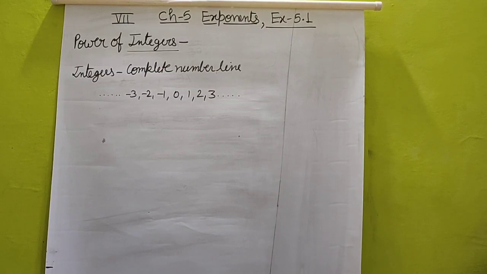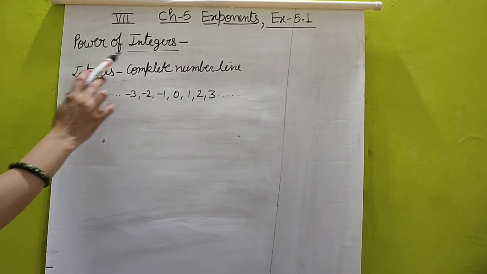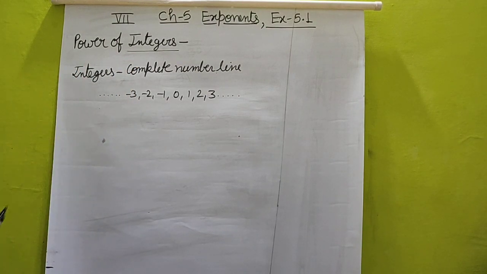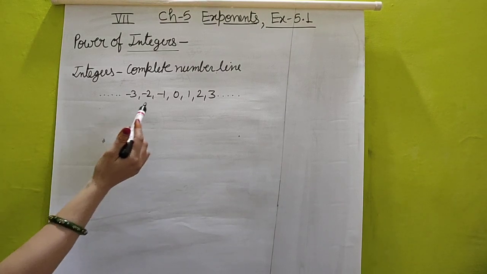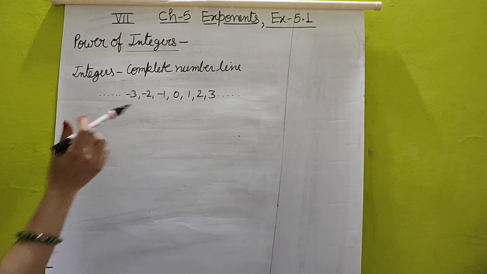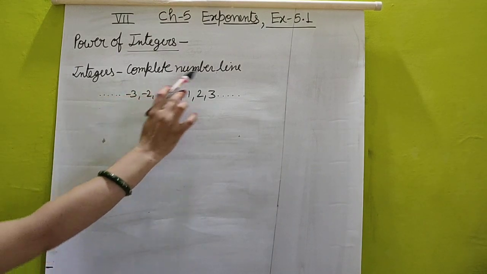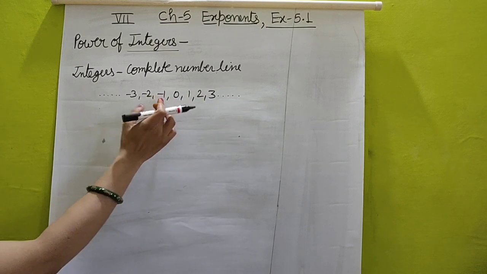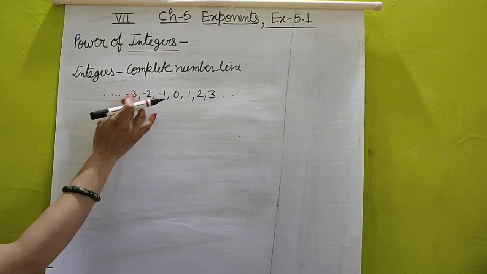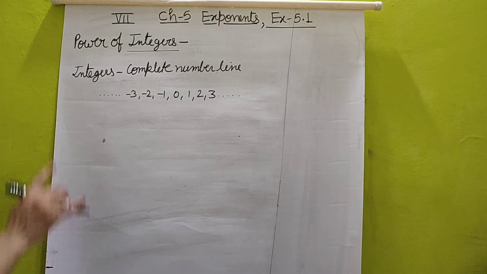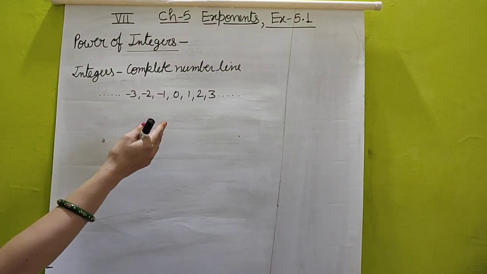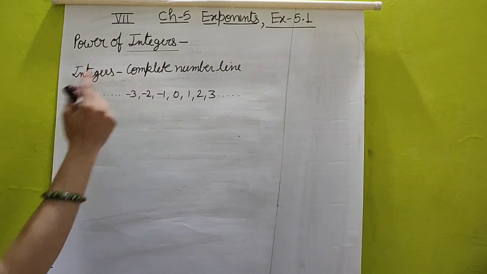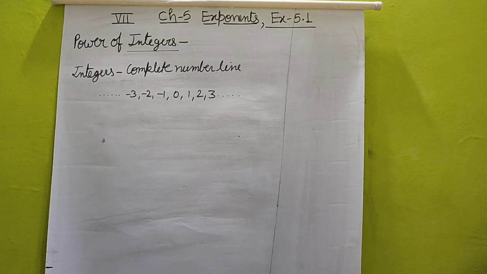First of all, in power of integers, I will clear what integers are. Integers means all whole numbers and negative numbers also. It means the complete number line. Complete number line means 0, 1, 2, 3, all whole numbers, and negative numbers -1, -2, -3 and so on. Numbers like 3.5, 1 by 2 and root numbers will not come in integers. In integers the total number line will come.